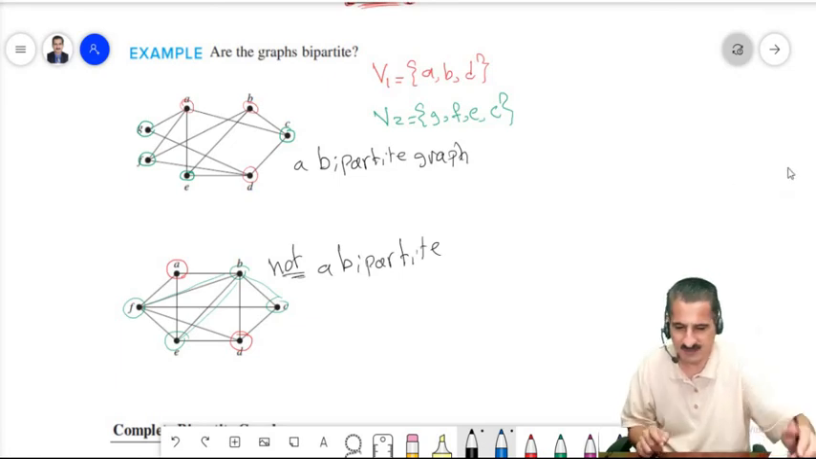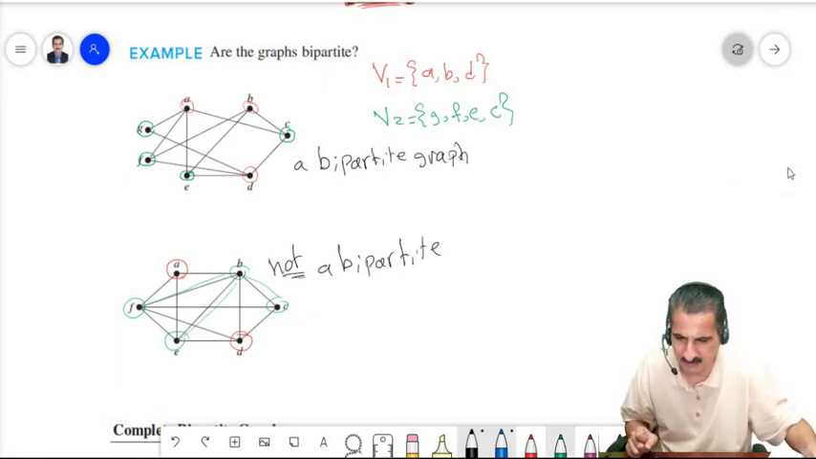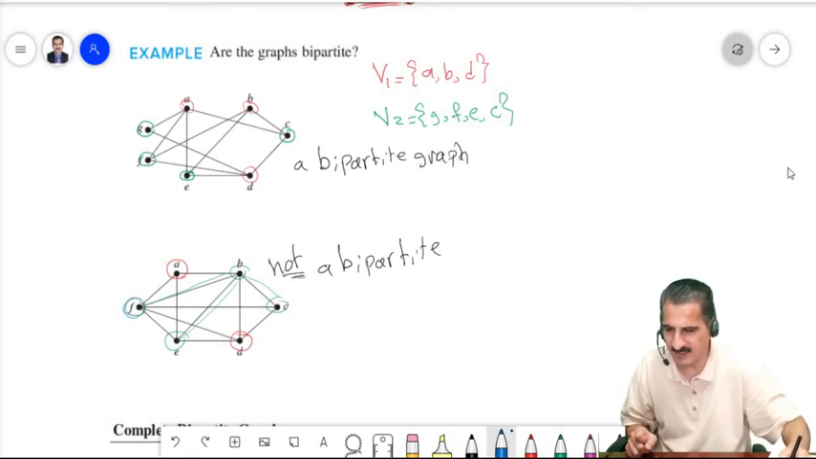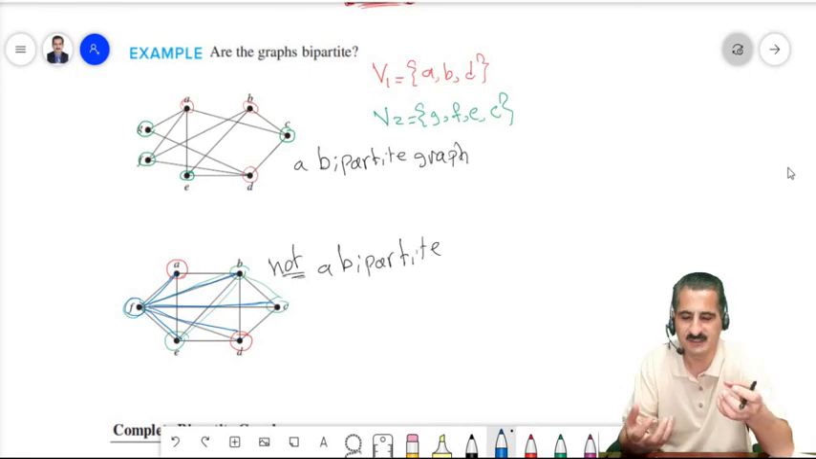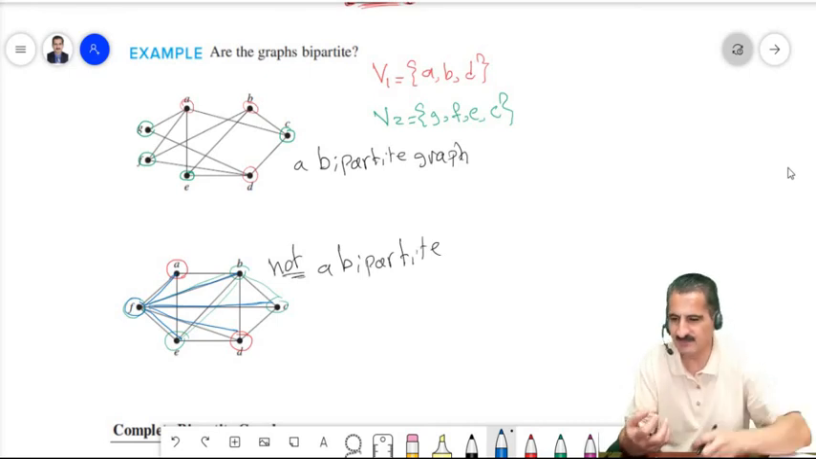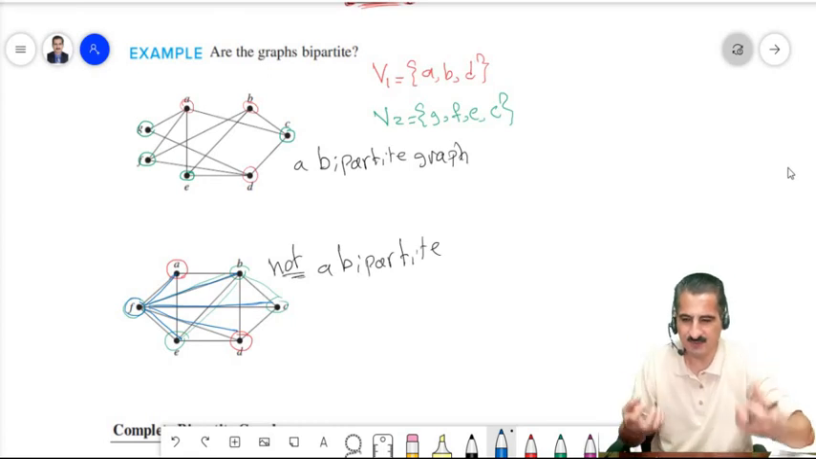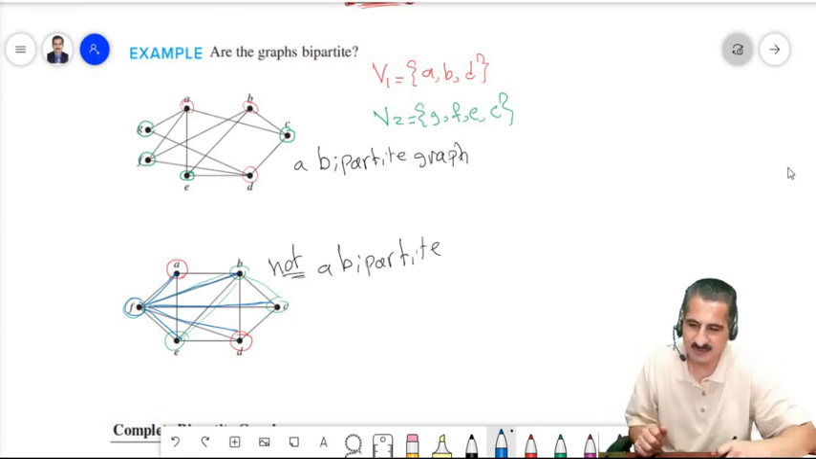Yes, Sumaya here made a good point. In this graph, F is connected to all of them. So we cannot separate the vertices into two subsets in which the vertices in both subsets are not connected. Cannot. Okay.